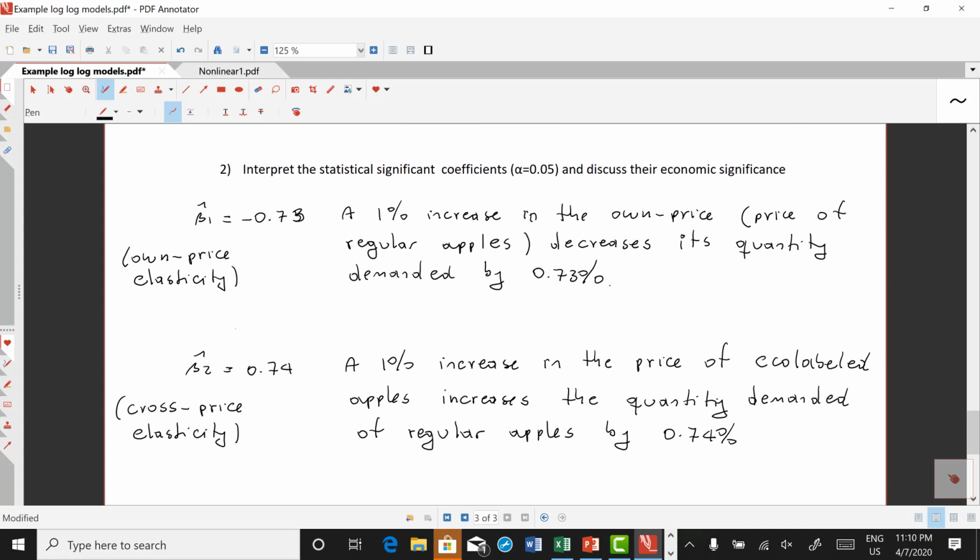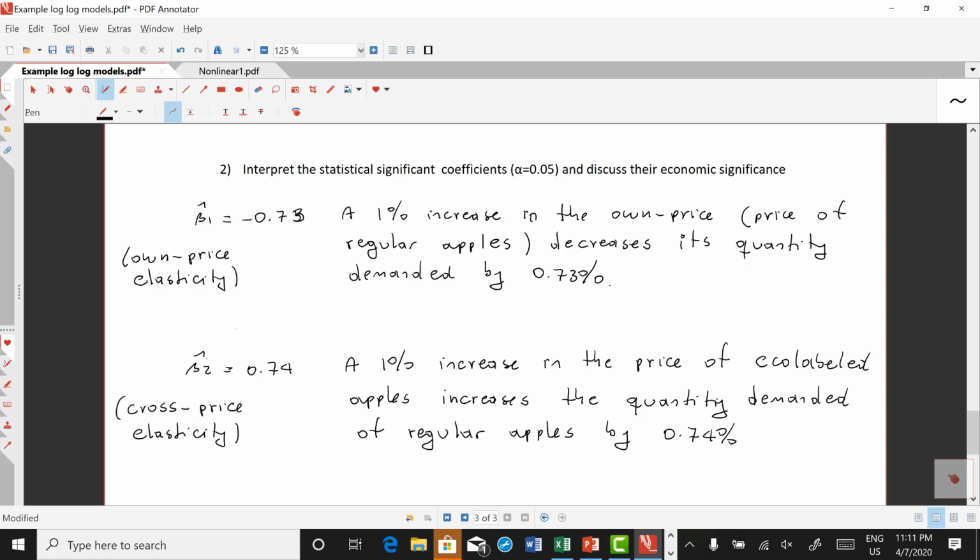So, discuss their economic significance. Remember that basically in both cases we're saying that they are inelastic. If you remember, goods have unitary elasticity if the elasticity is equal to 1. They are elastic if it's higher than 1, and they are inelastic if it's less than 1. So 0.73 means that regular apples are inelastic with respect to their own price, and also with respect to the price of another good.